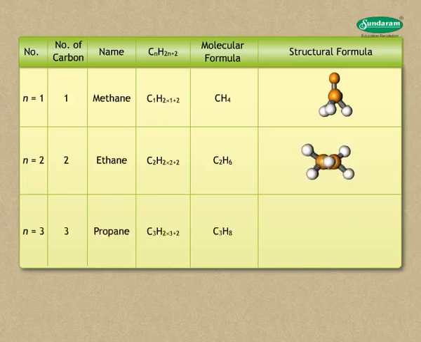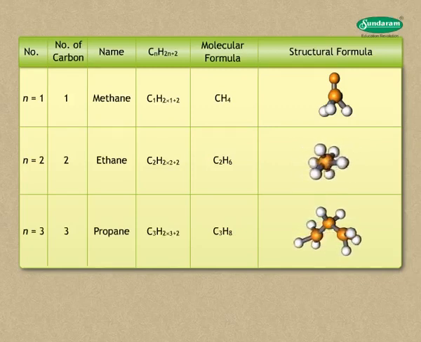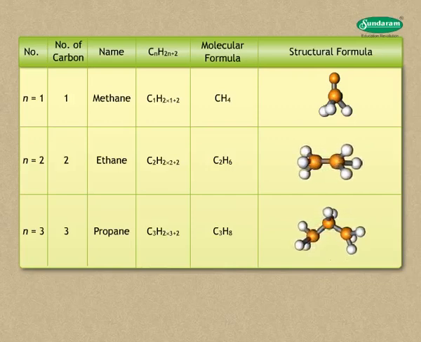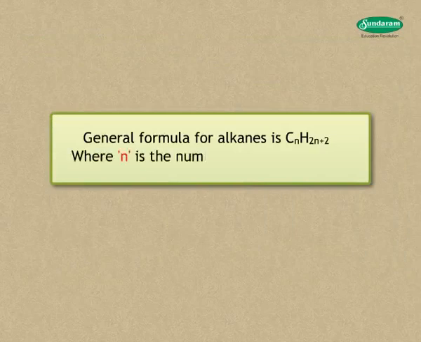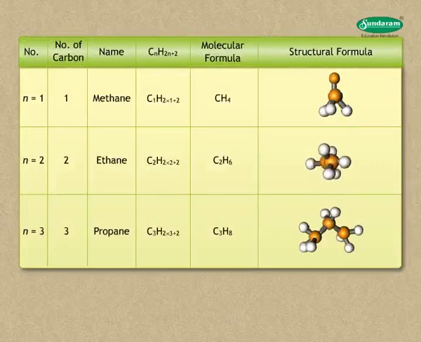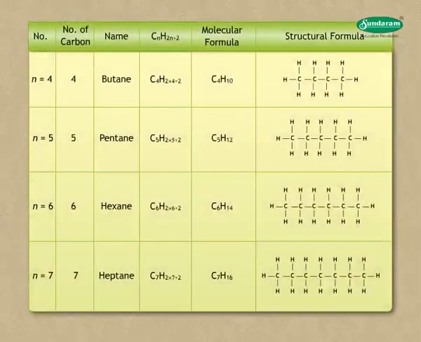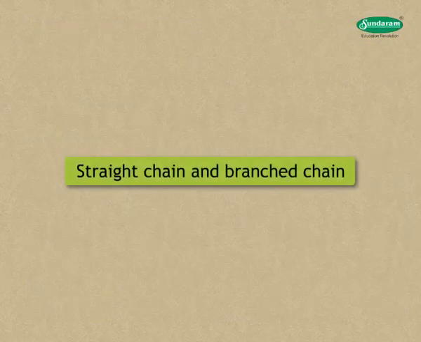If we add 1 more carbon atom and 2 more hydrogen atoms to ethane, we get the compound propane, C3H8. From this, you can infer that the general formula for alkanes is CnH2n+2, where n is the number of carbon atoms. The formulae and structures of some saturated compounds of carbon and hydrogen are given in the table here. Let us study straight chain and branched chain.